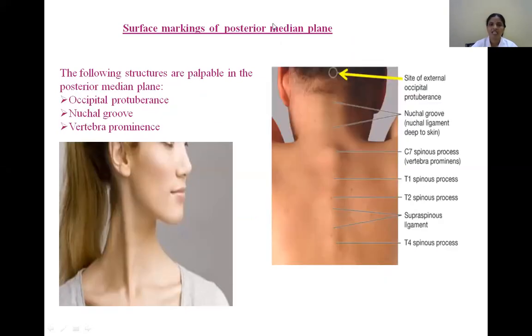Then similarly in the posterior median plane, what are the bony or prominent structures? They are nothing but the surface markings of the posterior median plane of the neck. Okay, so posteriorly, what is the extent of the neck in the midline? This is the external occipital protuberance, and below there is a prominent structure formed by the spinous process of the 7th cervical vertebra. Because of this prominent spinous process, the 7th cervical vertebra is also known as vertebra prominens.